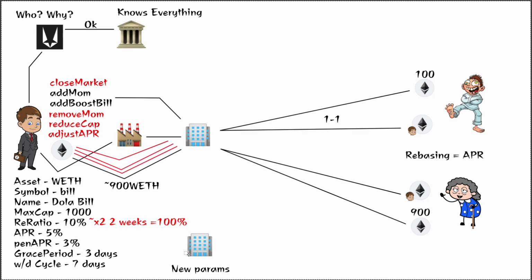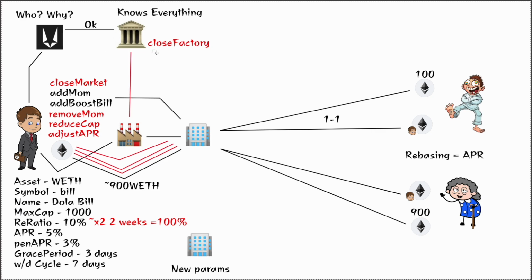Now, let's say he wants to open a new market. He can do that with different parameters. Instead of changing, let's say he wants to change the names or the max capacity, he can also open a second market with the factory at any time he wants. Okay.